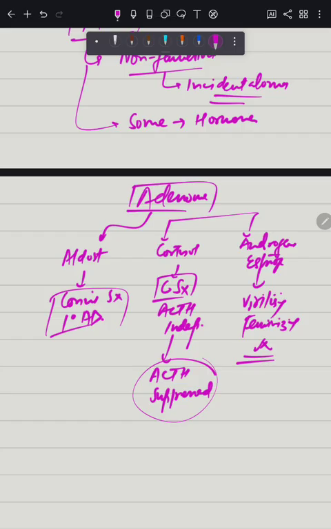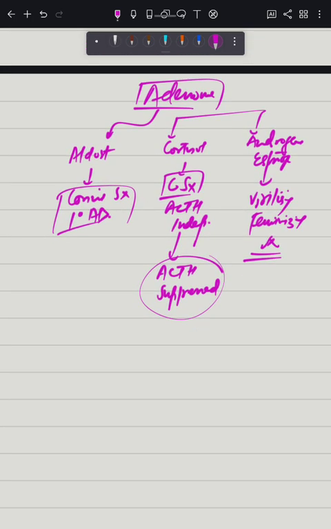Is there any adenoma that is secreting multiple hormones? Although it's rare, it's possible. Some adenomas can secrete both aldosterone plus cortisol. That's called Conn-Cushing overlap.